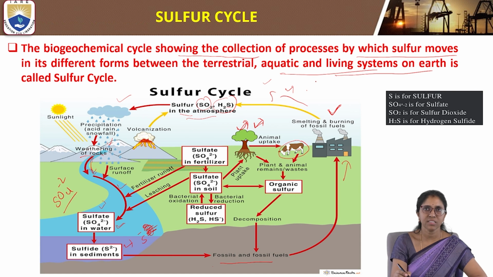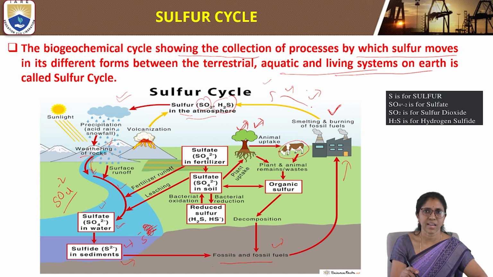So sulfur dioxide causes the acid rain, and from the acid rain and snowfall, weathering of rocks and runoff of surface will take place because of these sulfate ions. So this will be present in water. These sulfide ions form sediments, sulfide sediments, making fossils and fossil fuels. Because of these fossil fuels, sulfur again enters into the atmosphere.